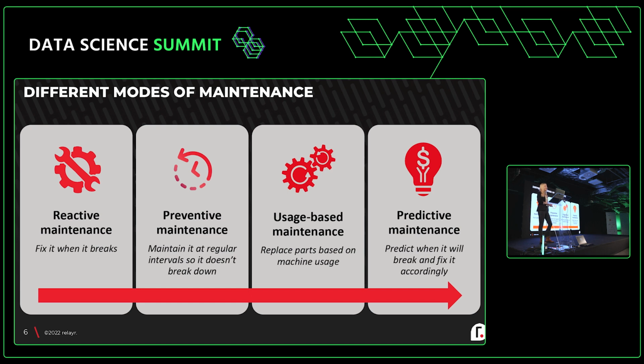So then comes preventive maintenance. You know those stickers they put on elevators, you can always see when was the last time the elevator was actually inspected. So that's preventive maintenance. You maintain something at regular intervals, like every year, every month, whatever.